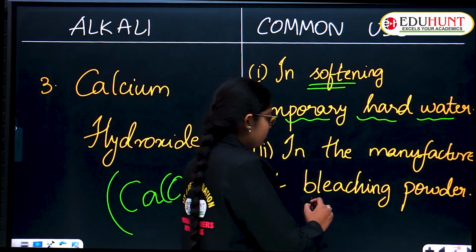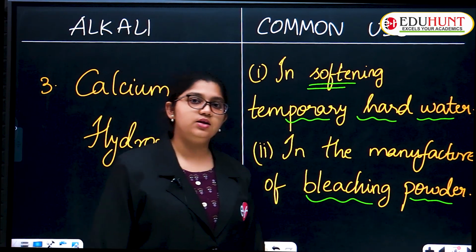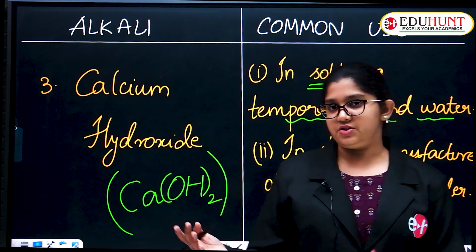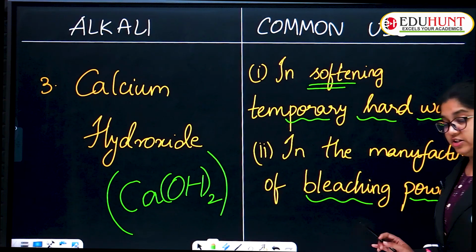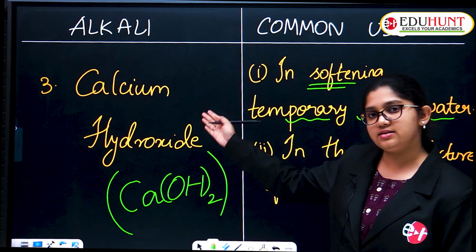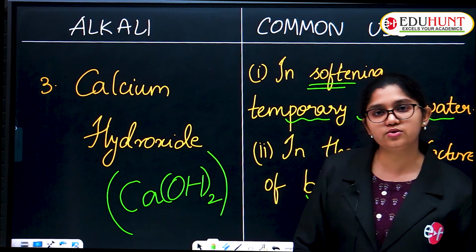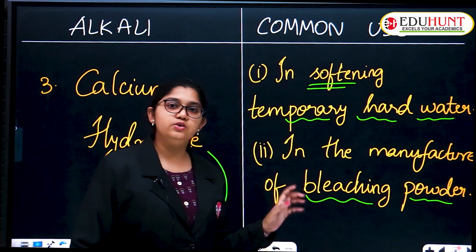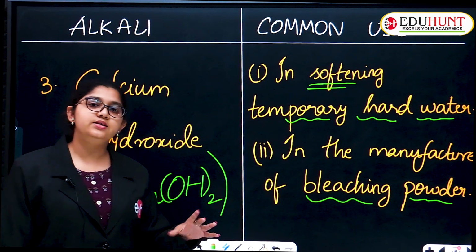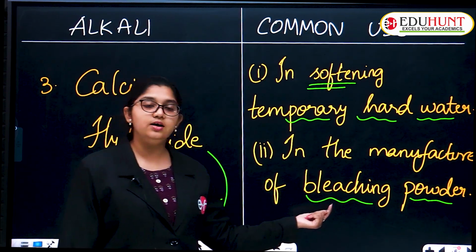We all know we use bleaching powder in our homes, no? To clean the surface of the tiles and all, yes, in the kitchens, in the bathrooms, etcetera. So in the manufacturing of bleaching powder also, the alkali behind it is calcium hydroxide. So calcium hydroxide has two main common uses. First, it is used in softening temporary hard water, and the second, it is used in the manufacture of bleaching powder.